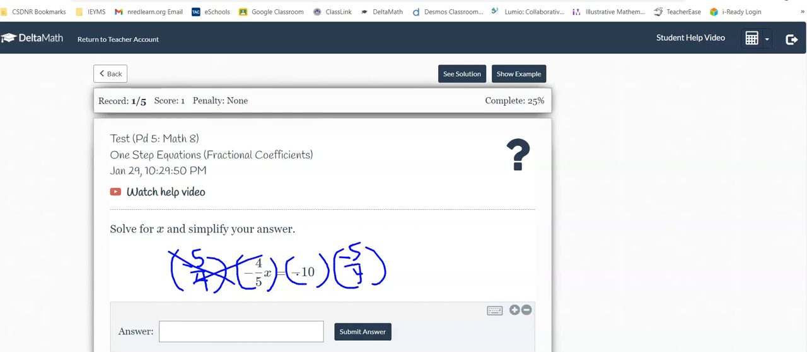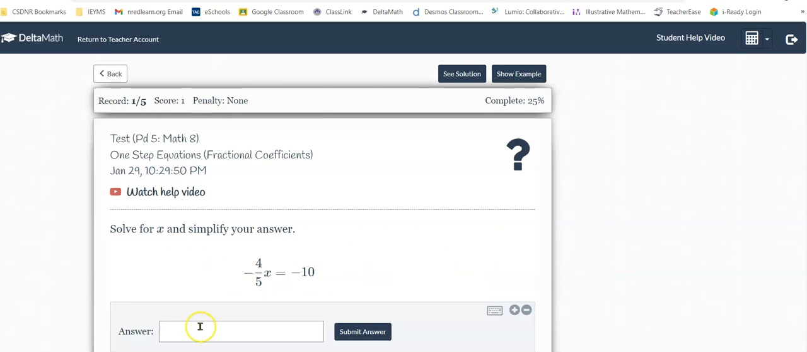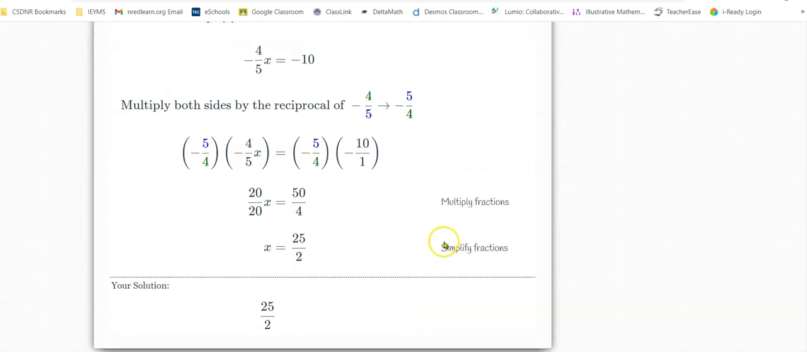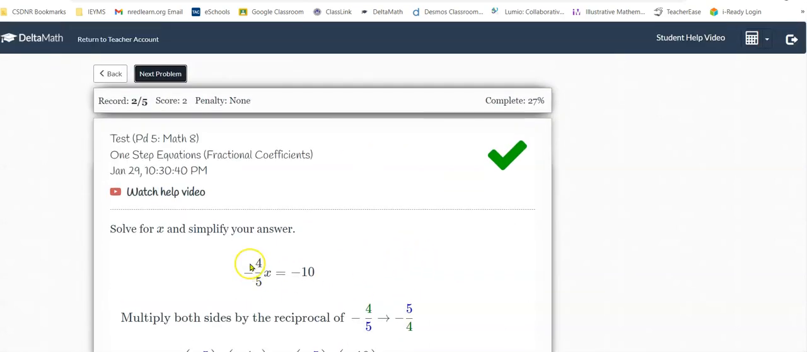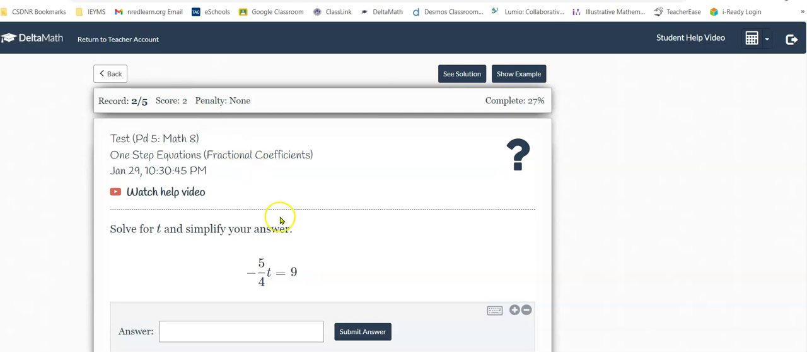A negative times a negative is a positive, and 10 times 5 is 50, and 4 times invisible 1 is 4. And these are both even, so I know I could divide them in half, so it's 25 halves. I could probably write this as a decimal, since dividing by 2 is not an inconvenient decimal, but you can leave it as 25 halves if you'd like. So 25 halves is the right answer. You can also convert it to a decimal, but if it's given to you in fraction form, we typically want the answer in fraction form.